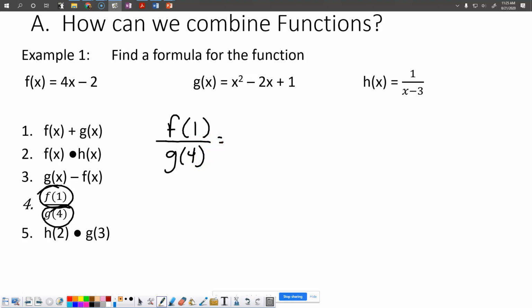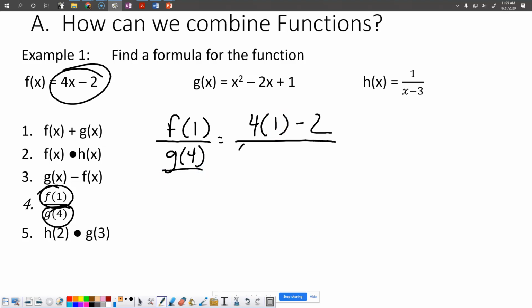The first thing I'm going to do is take my f function, 4x minus 2, but instead of an x, I'm going to put a 1. And then for the bottom, g of 4, I'm going to take my g function, but instead of an x, I'm going to be plugging in a 4. So this is f of 1 on the top, and this is g of 4 on the bottom.